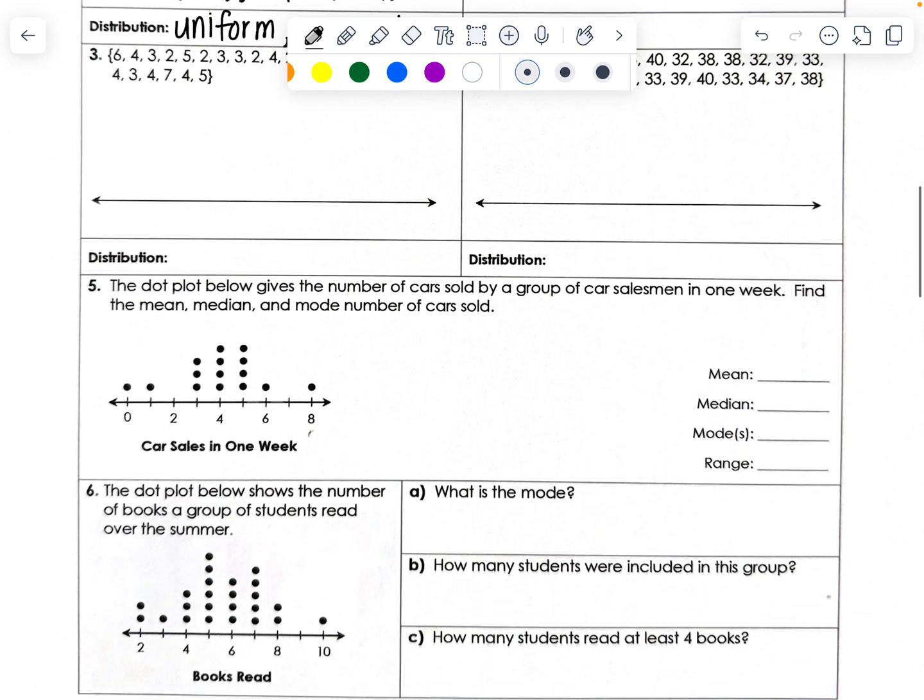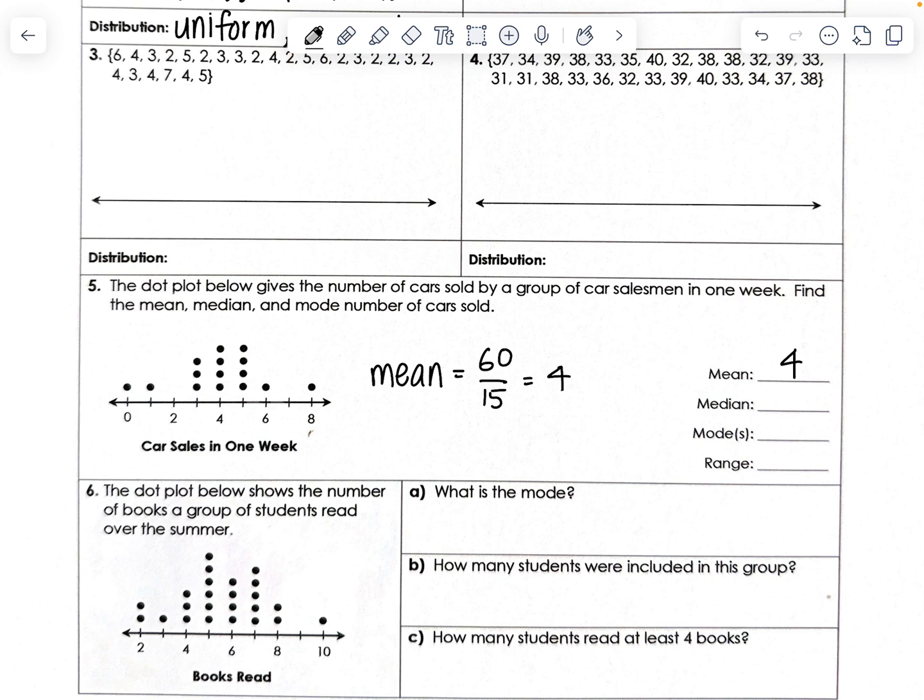All right. Let's look at number 5. They already give you a dot plot, and then they want you to find the mean, median, mode, and range. All right, so to find the mean, you just add them all together, right? So if I add these all together, I get 60. There are 15 of them. So that means my mean is 4.